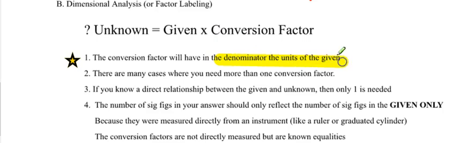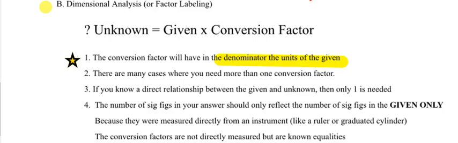The units of the given. That is the key, okay? That is the key. There are many cases when you need to know more than one conversion factor, you need to do more than one conversion factor, and I'll explain. If you know a direct relationship between the given and known, then only one is needed. The number of sig figs in your answer should only reflect the number of sig figs in the given only. Why? Because that is your directly measured quantity.